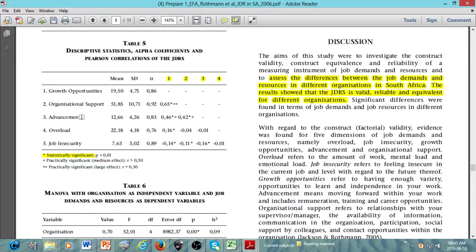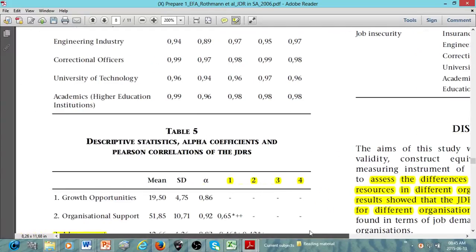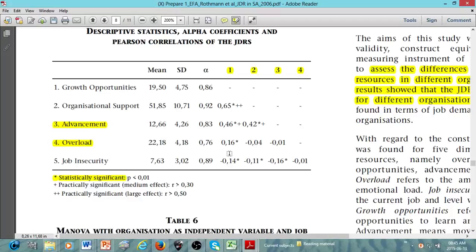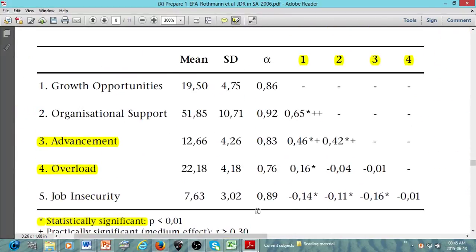Let's look at the correlation coefficient between advancement and overload. Let me zoom in a bit. Excuse me. The correlation coefficient between advancement and overload. So here's our advancement row.